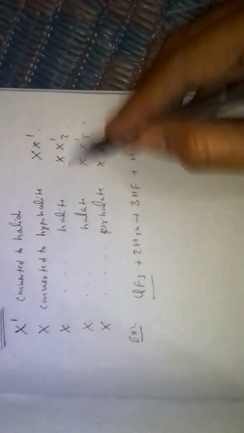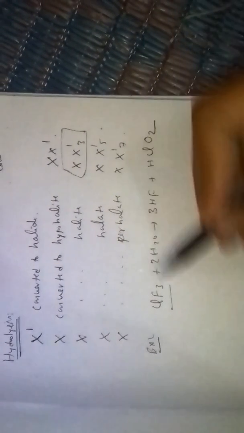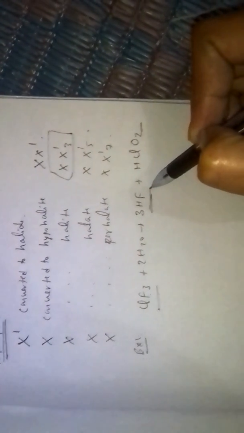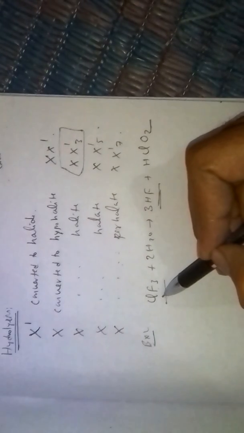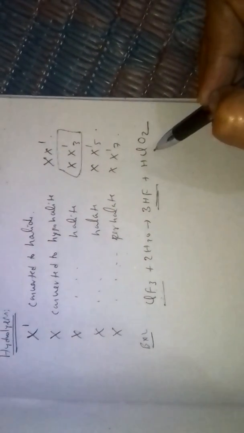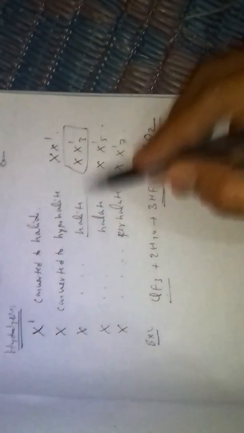ClF3 means an XX'3 type of interhalogen compound, where X' is fluorine, which is converted to halide, fluoride. And the larger size atom X, that is Cl here, is converted to ClO2 minus, whose name is chlorite.